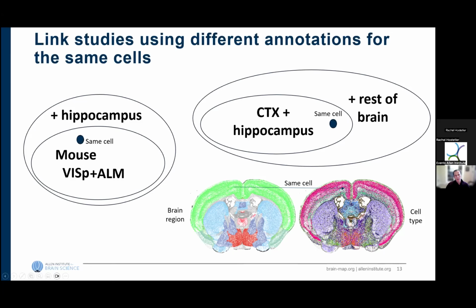Separately, the cortex plus hippocampus data set had cells collected using a different single cell RNA-seq method from 10x Genomics, which is the method that was used for the whole brain study. So there's a different set of cells that will let you do this comparison between mouse cortex with hippocampus and the rest of the brain.